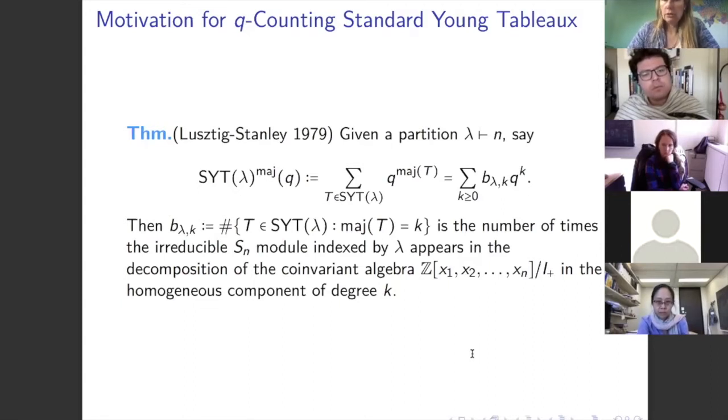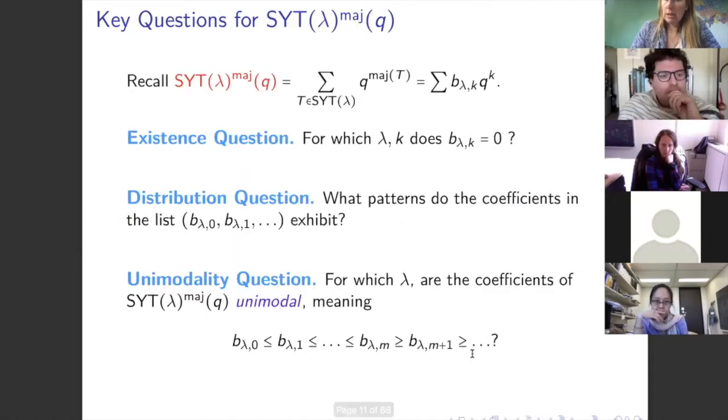So these coefficients that come up in this polynomial are worth studying, because the co-invariant algebra is so important. What we really want to do is ask questions about these numbers on an asymptotic level. What kind of questions could we ask? First of all, you could ask, where are these coefficients not zero? Those would mean, where does the S lambda irreducible representation appear, or not appear? Just a yes or no question. That's the first step. Do we understand where the zeros are in this polynomial?